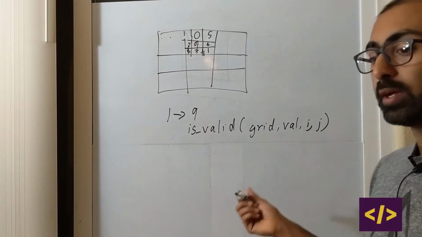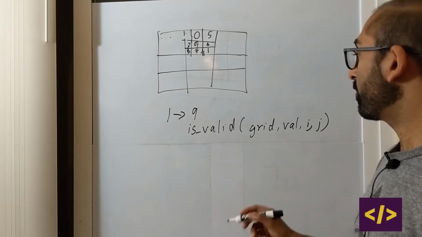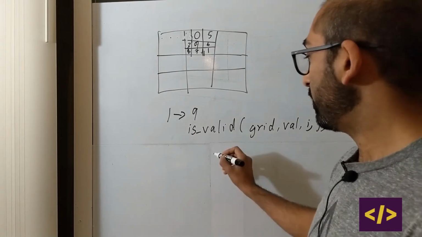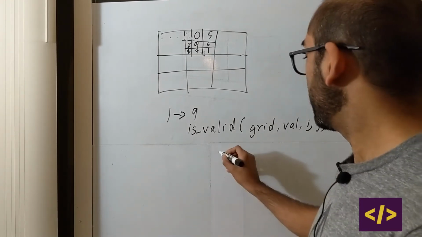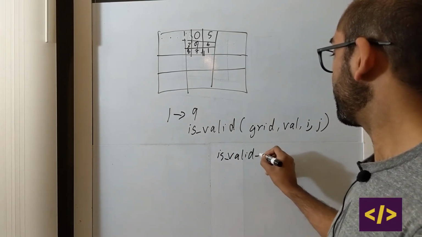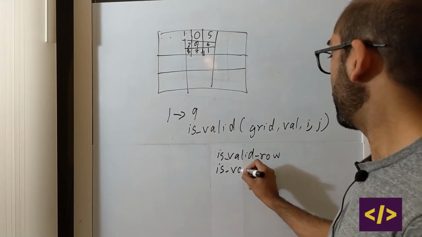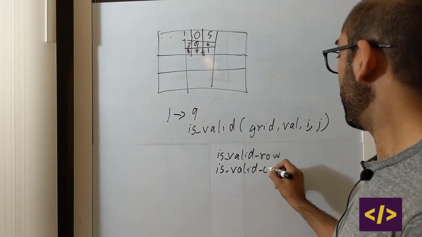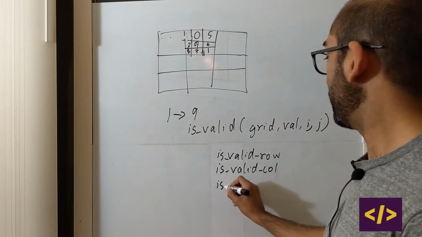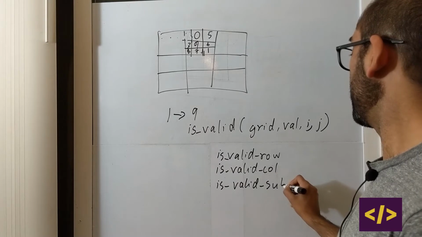Now I'll tell you why. I mean, it's quite obvious why the index is important, right? Now within is valid, we're going to check 3 things: is valid in row, is valid in column, and is valid in your subgrid.